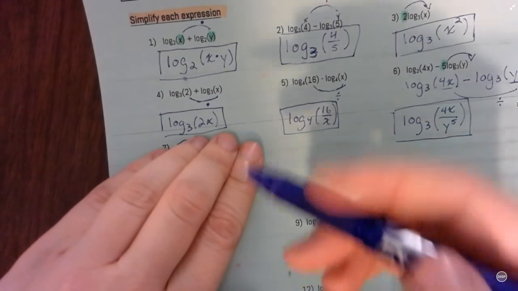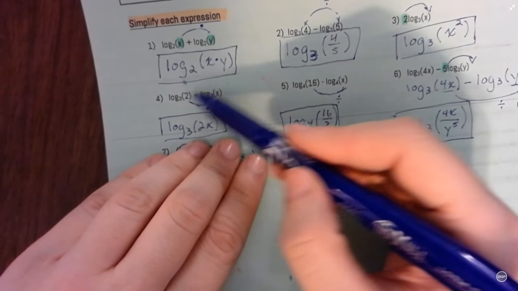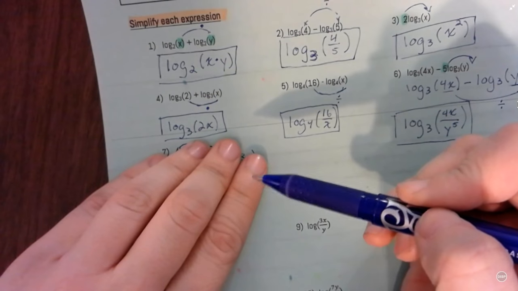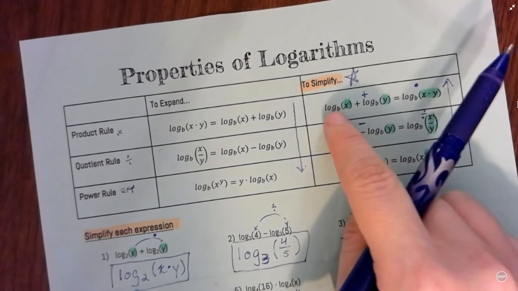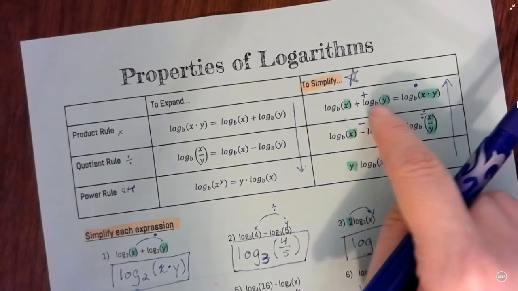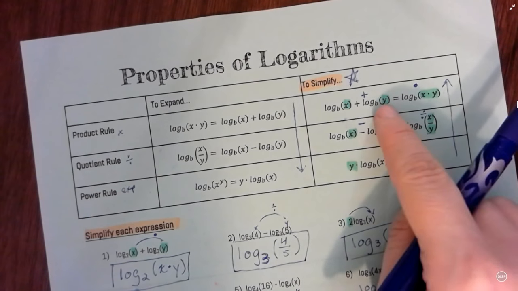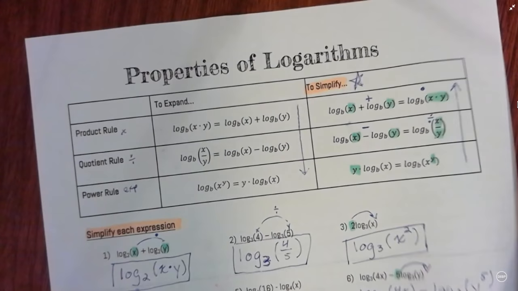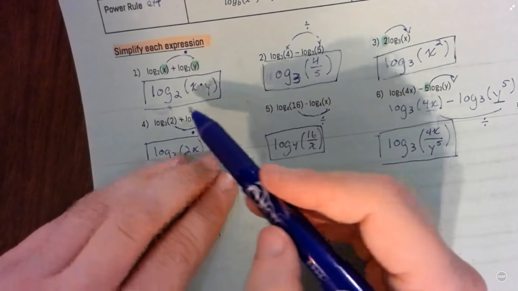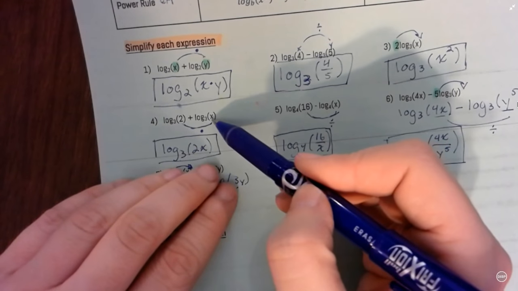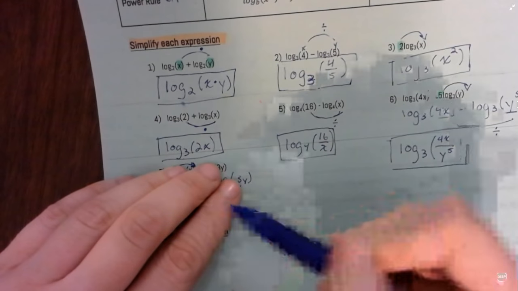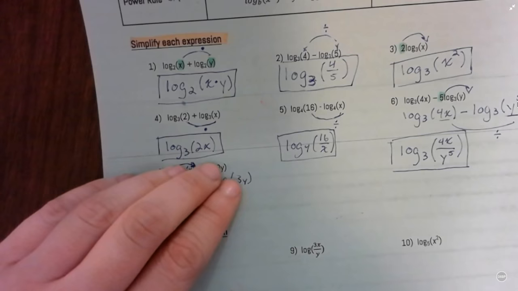All right, so for number 4, notice we are adding 2 logs together that have the same base, which means we are going to multiply their arguments. So we're using that product rule. When you add together 2 logs, you can multiply their arguments. So that's what I'm doing here. I am taking log base 3 and then 2 times x.